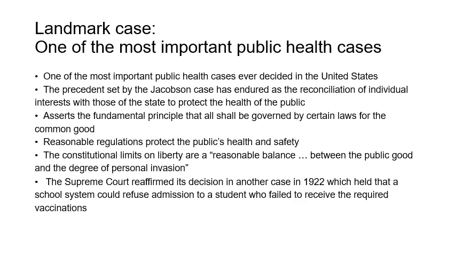This case is a landmark case, considered one of the most important public health cases ever heard by the U.S. Supreme Court. The precedent set by Jacobson has endured as the reconciliation of individual interests with those of the state to protect the health of the public. The ruling asserts the fundamental principle that all shall be governed by certain laws for the common good, and reasonable regulations to protect the public's health and safety are justified based on, quote, a reasonable balance between the public good and the degree of personal invasion, end quote. The Supreme Court then reaffirmed its decision in another case in 1922, which held that a school system could refuse admission to a student who failed to receive the required vaccinations.